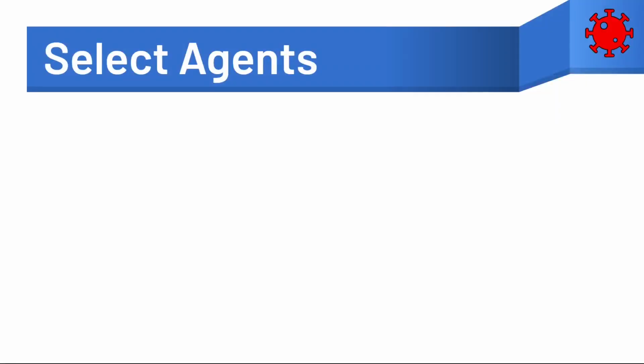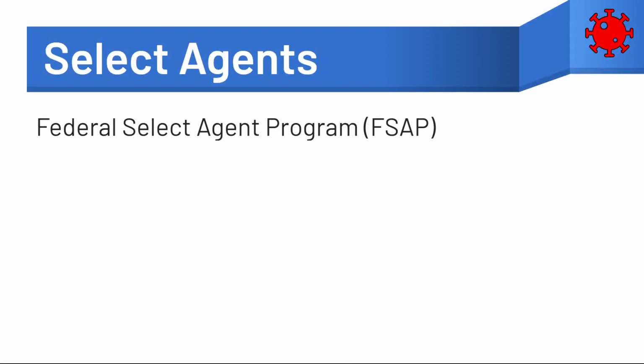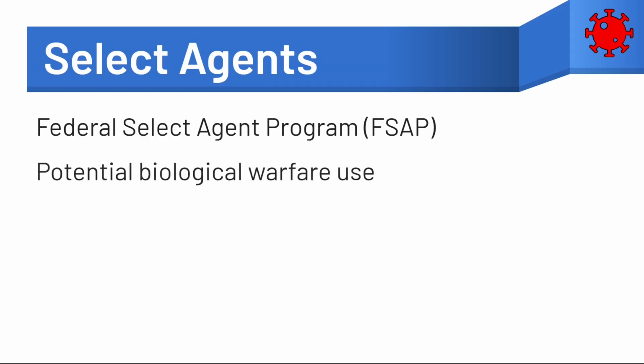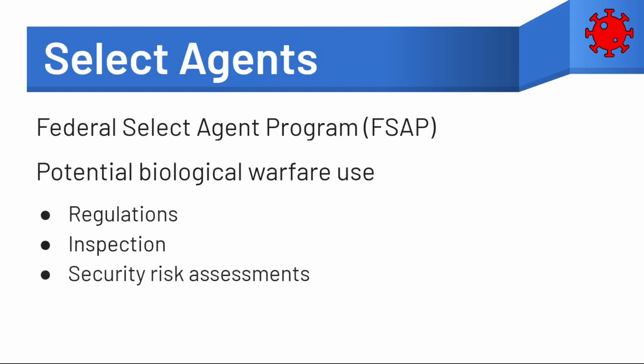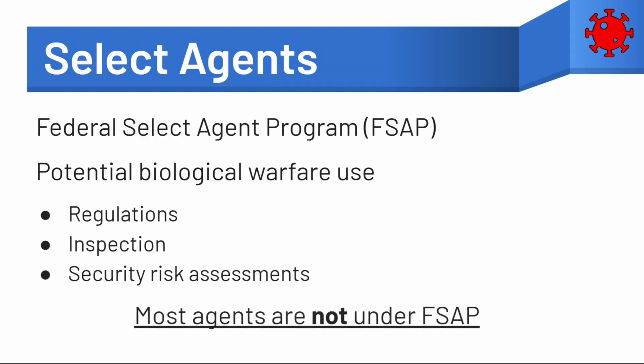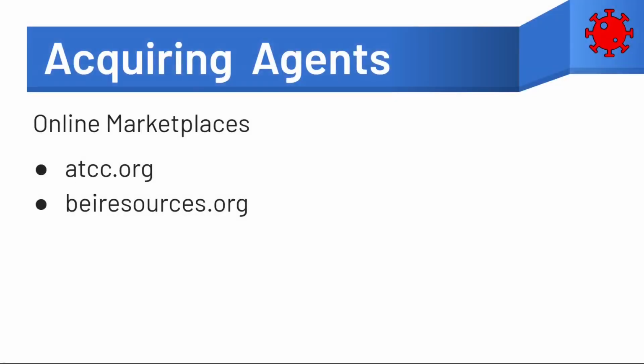The Federal Select Agent Program oversees the possession, use, and transfer of select agents and toxins. Select agents are select agents because they have the potential for use in biological warfare. For select agents only, the FSAP provides regulation, inspections, and security risk assessments. Of note is that most agents, up to and including most Risk Group 3 agents, are not in the Select Agent Program. Similar to Amazon or Google marketplaces, agents and vectors can be purchased online.